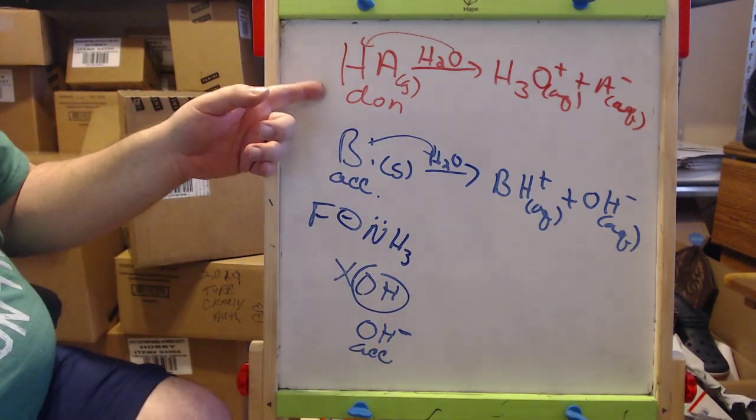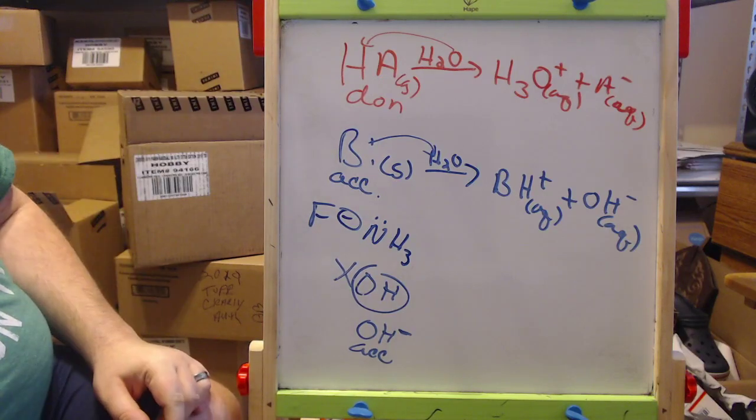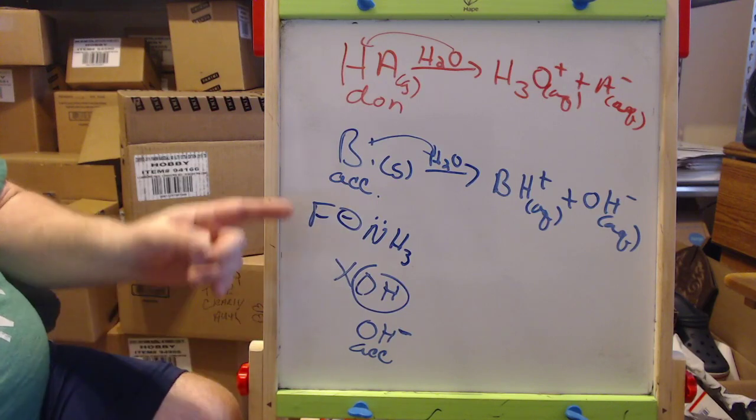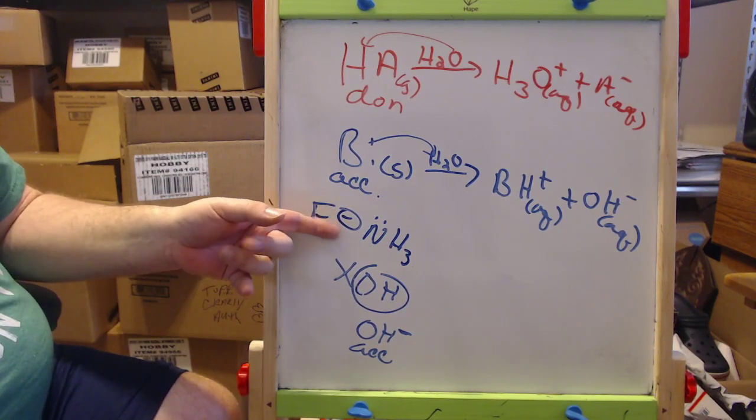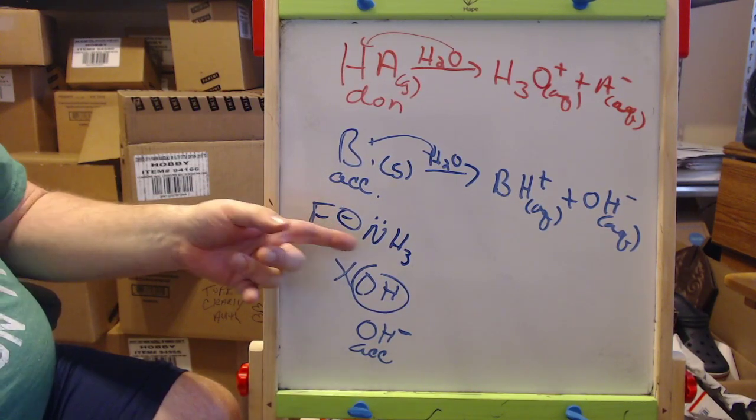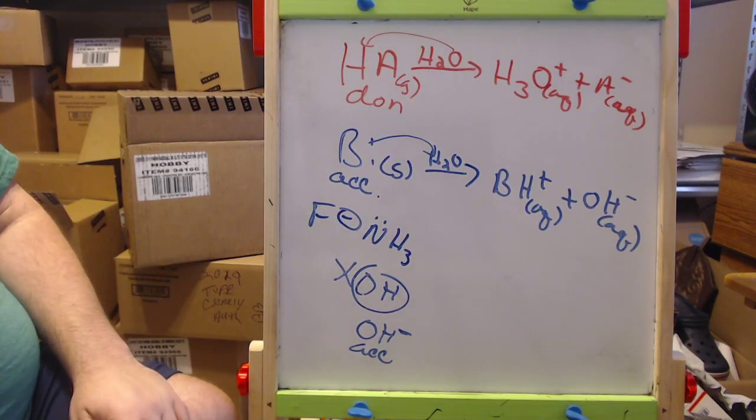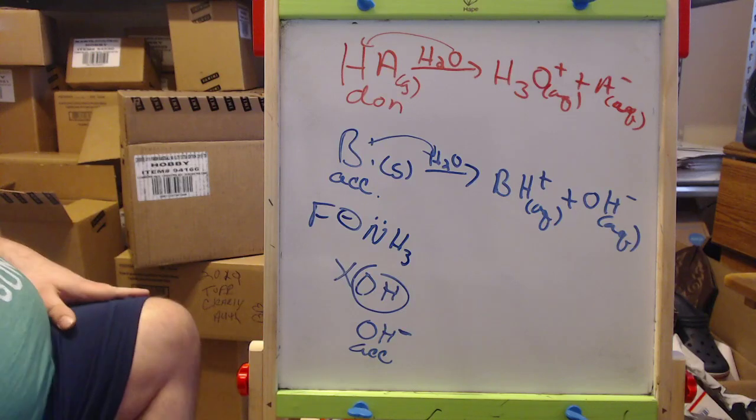So all classical acids are Bronsted-Lowry. All classical bases are Bronsted-Lowry. But not all Bronsted-Lowry are classical, because we have things that'll accept that don't have the OH. Any questions on that?